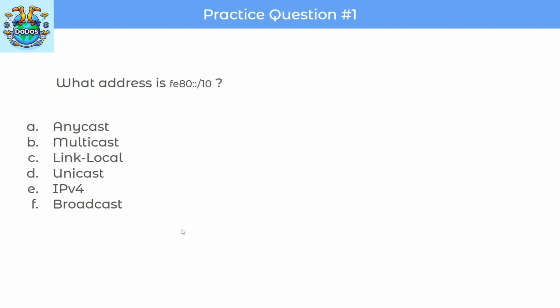Now we're going to move on to practice questions. What address is FE80::/10? The answer is link local. Because I told you, remember to look out for the FE80 if you want to confirm if it's a link local address or not.